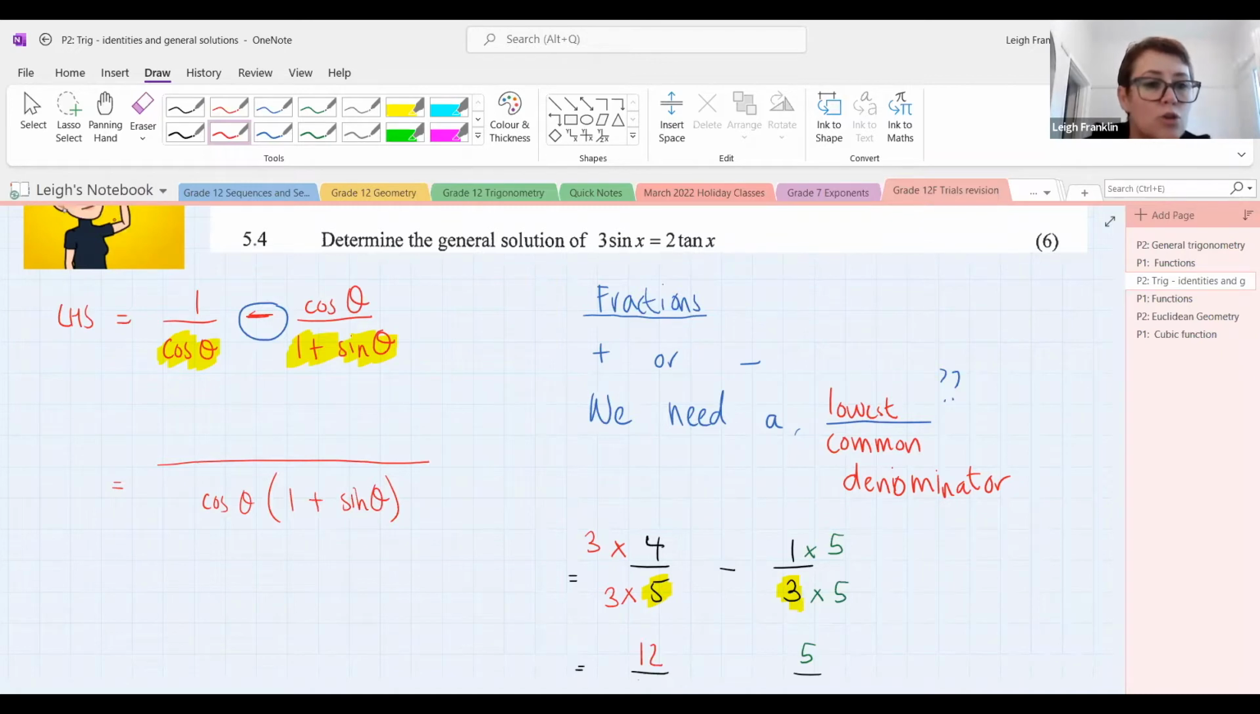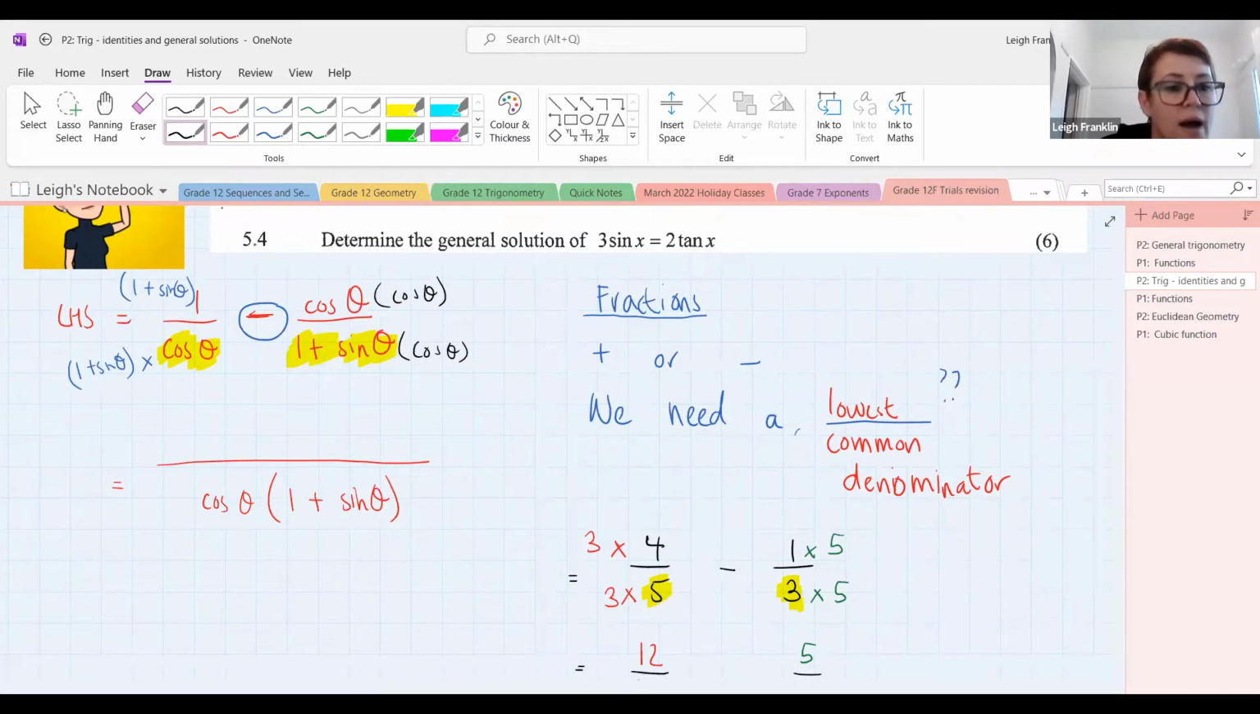Okay, so we're multiplying 1 over cos theta with 1 plus sine theta, aren't we? So what we do to the bottom, we've got to do to the top. So we've got to multiply by 1 plus sine theta at the top. And on this side over here, we have multiplied this by cos theta. So we've got to do the same thing at the top over here. We've got to multiply that by cos theta as well.